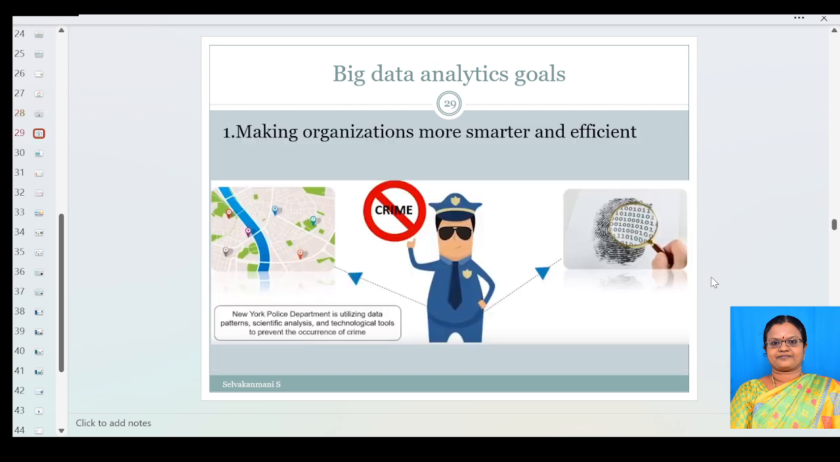So let us focus some more light on it. First one is making the organization smarter and more efficient. The scenario is the New York Police Department. It always utilizes data patterns, scientific analysis, and technological tools in order to prevent the occurrence of a crime at a particular place.